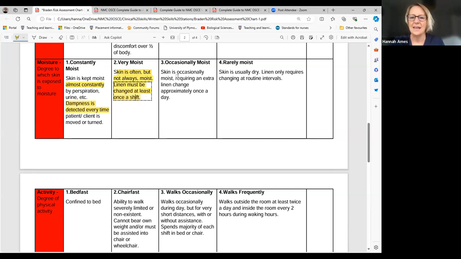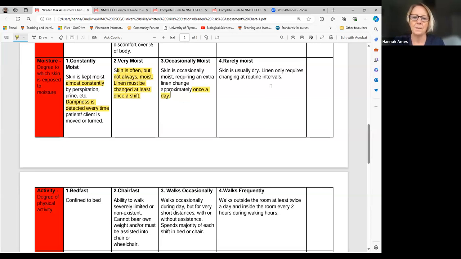And in 3, the linen is changed approximately once a day. That's a different time frame there. So again, picking out that key information. And then 4 is skin is usually dry and linen only requires changing at routine intervals.